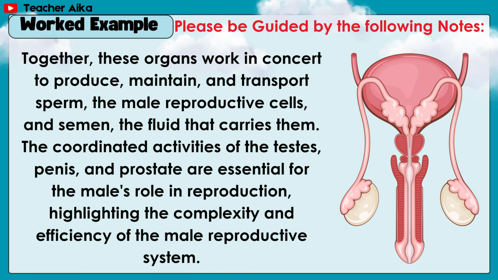Together, these organs work in concert to produce, maintain, and transport sperm, the male reproductive cells, and semen, the fluid that carries them. The coordinated activities of the testes, penis, and prostate are essential for the male's role in reproduction, highlighting the complexity and efficiency of the male reproductive system.